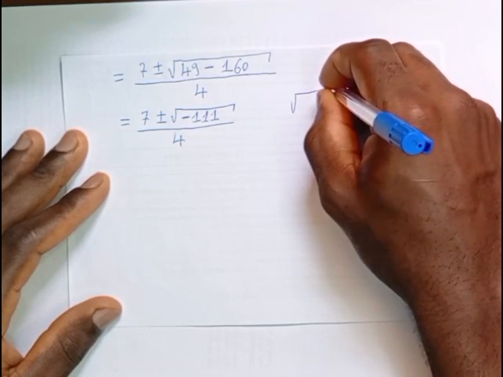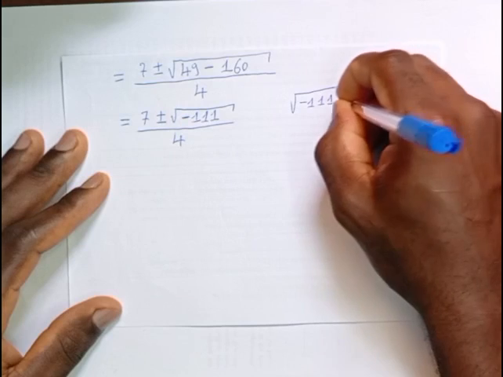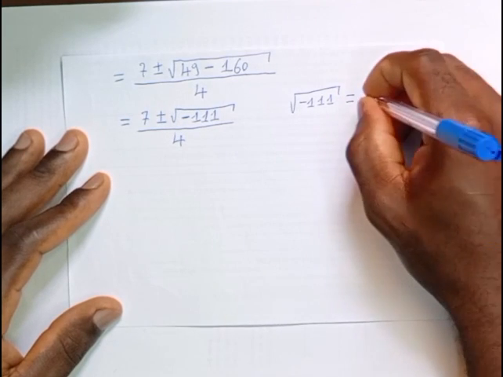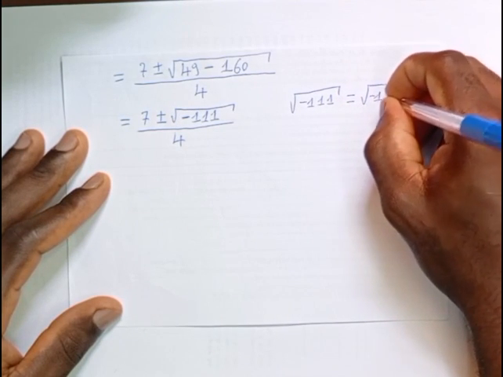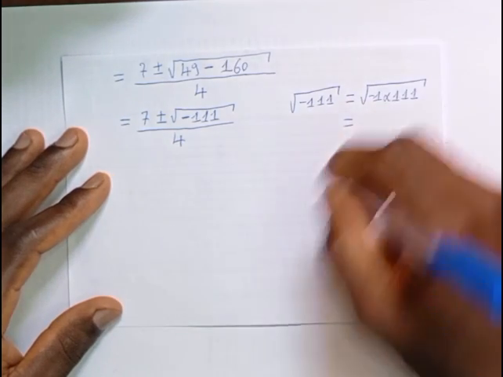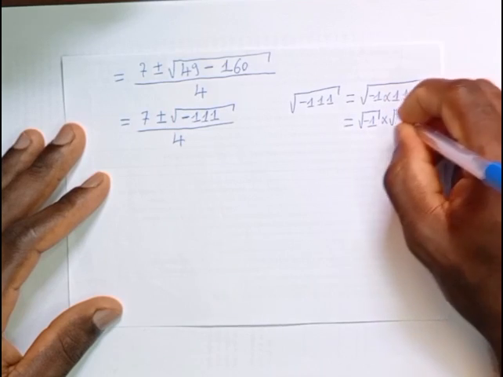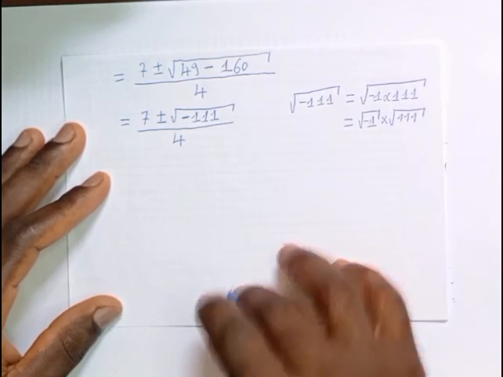The square root of negative 111 is simply equal to the square root of negative 1 times 111, which you can break as the square root of negative 1 times the square root of 111.